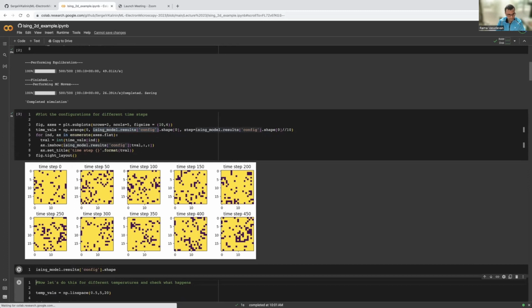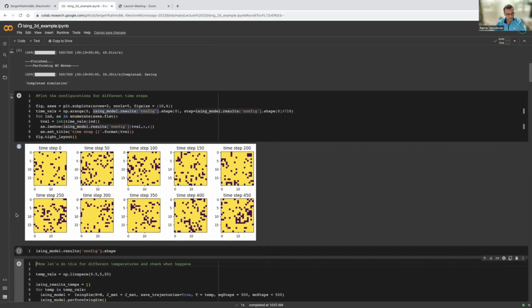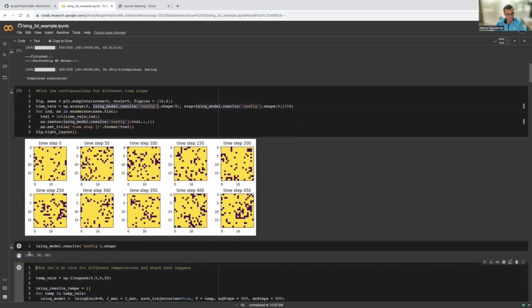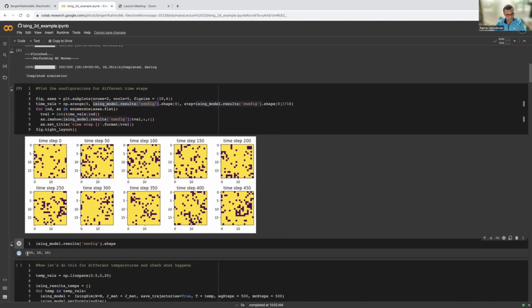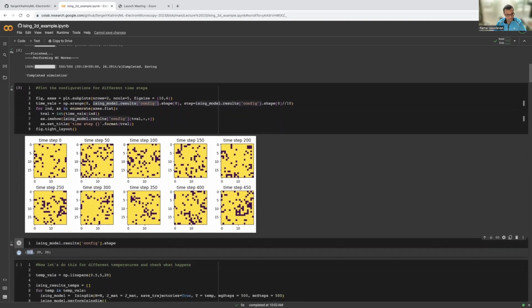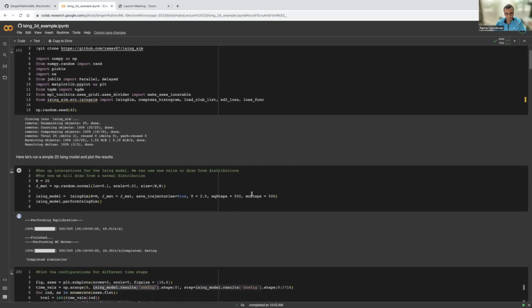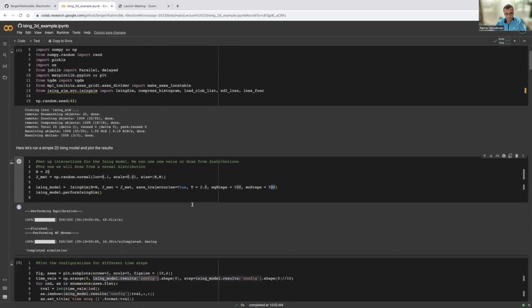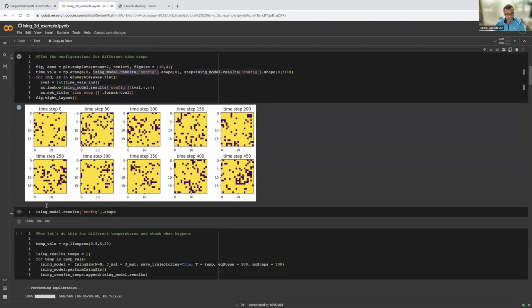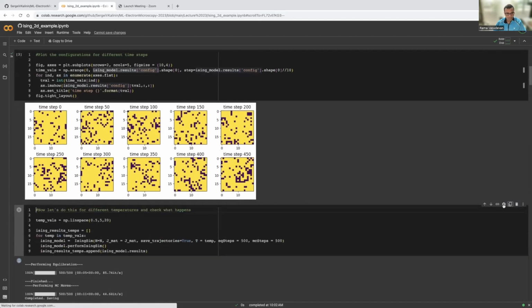Dot shape. You can see that these are the results of the Ising model simulation, which give you something of length 500. The reason for that comes from the number of time steps you choose, back up here. And then it's a 20 by 20 matrix. So those are the configurations that we have over time. That's how the structuring works.